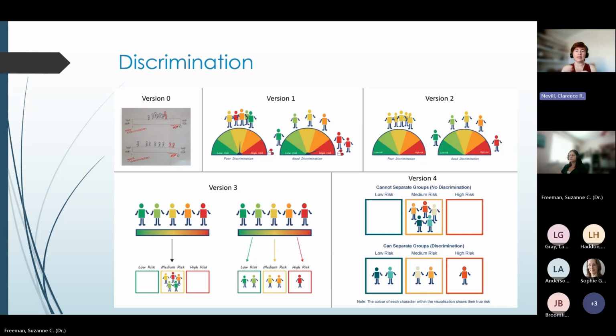So that is why we instead have the phrases "cannot separate groups (no discrimination)" and "can separate groups (discrimination)". Again, similar to deviance, adding more words does help people read the visualization and understand what is going on.